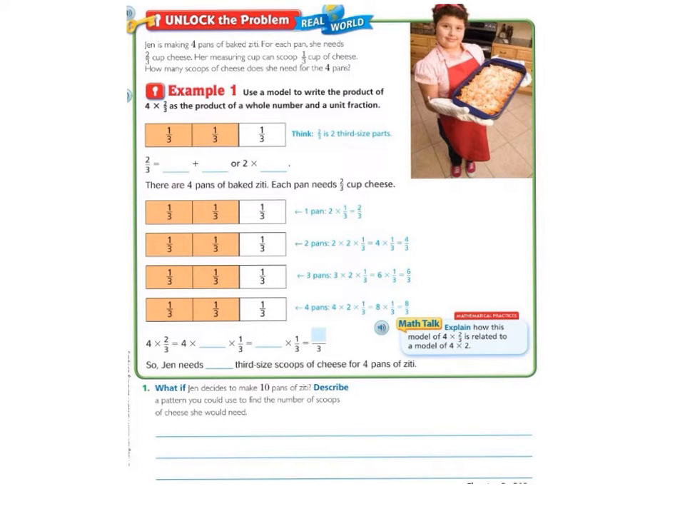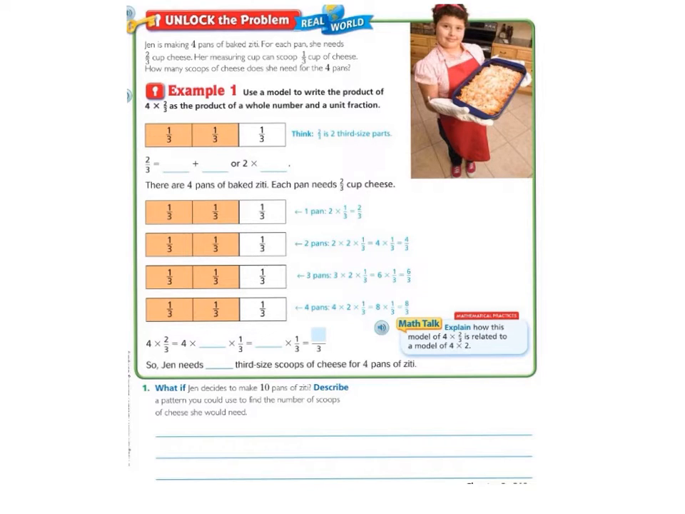Let's begin by reading the Unlock the Problem together. It says, Jen is making 4 pans of baked ziti. For each pan, she needs 2/3 cup of cheese. Her measuring scoop is 1/3 cup of cheese. How many scoops does she need for the 4 pans?